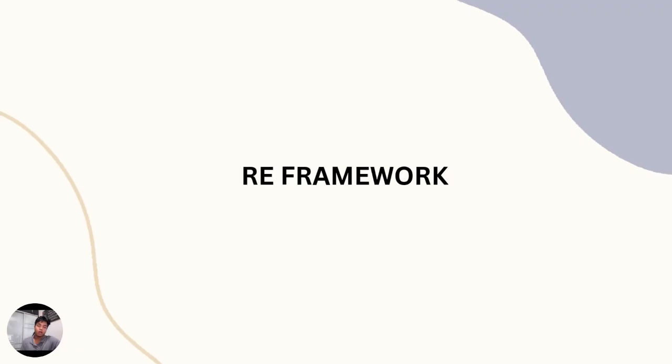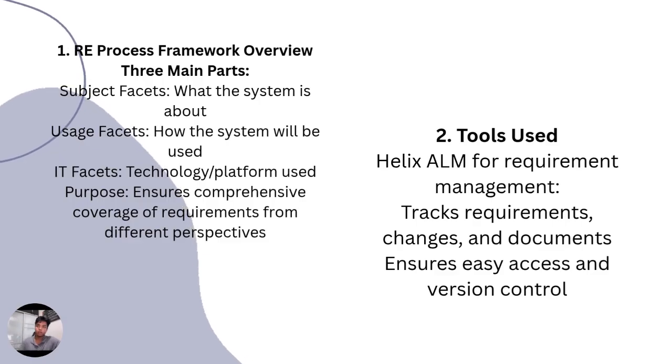For the first one, we use it to identify the facets of our project. For example, subject set: what this system is about; users set: how the system will be used; IT set: technology or platform that will be used in our system. The purpose is to ensure comprehensive coverage of requirements from different perspectives, from the subject, from the user, something like that.